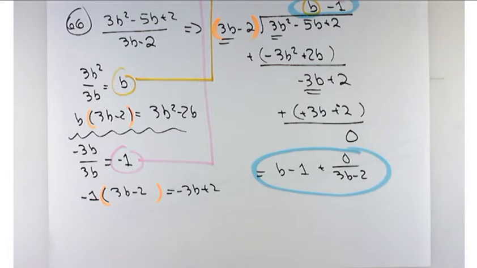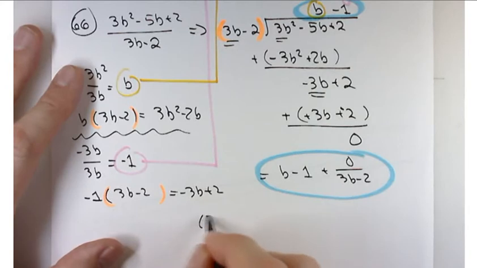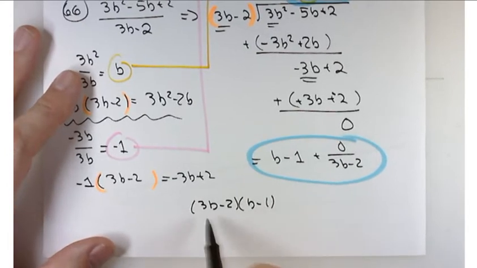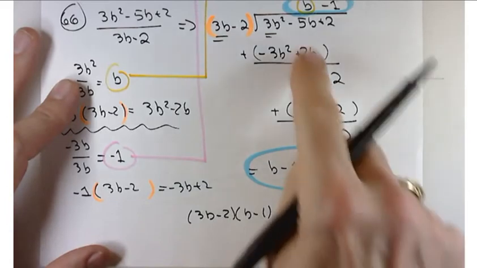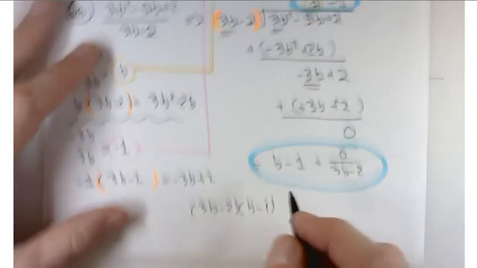Now, for a 10-point problem on an exam, maybe you're thinking to yourself, boy, I don't want to get this one wrong. It'd be nice to be able to check it. You can check it. You can check it by multiplying. So let's take 3b minus 2 times b minus 1 and multiply those together. What do you think I should get when I FOIL these together? Perfect. 3b squared minus 5b plus 2. Let's see that happens.